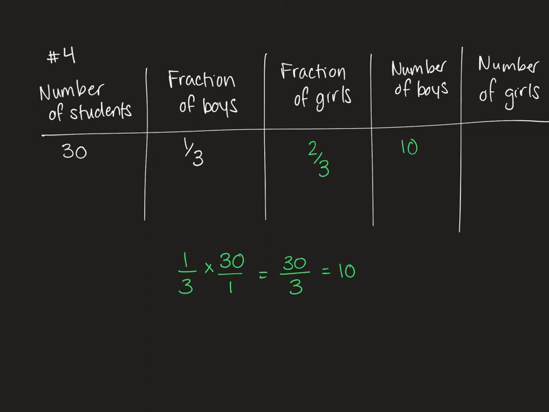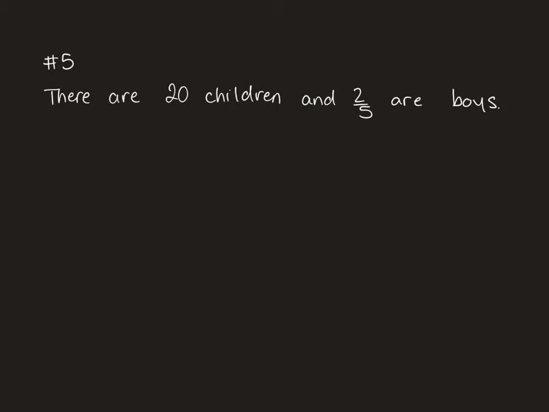So if there's 30 students in the class and 10 of them are boys, how many students would be girls? So there would be 20 that are girls, because when we add the numbers together, they should equal the total number of students. Question number 5 asks you to determine the number of girls, the number of boys, and the number in each class. So we just need to find these 2 pieces of information.